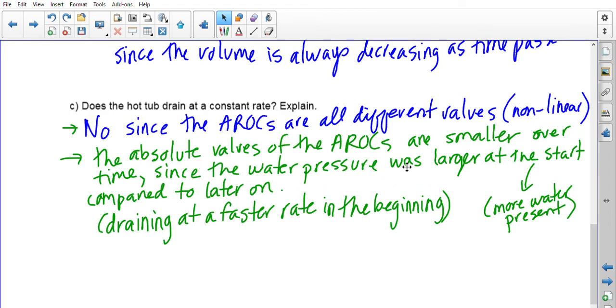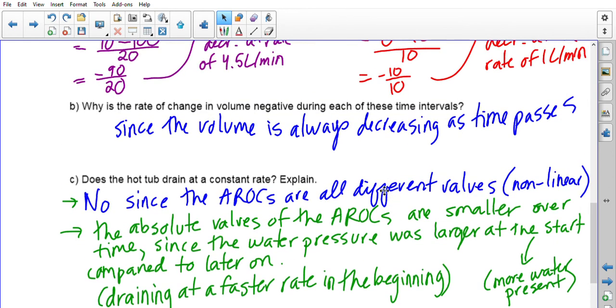That's because the water pressure was larger at the start, because there was more water present in the tub. So there was all that water pressure pushing down, making the water drain faster, compared to later on when there's less water in the tub, so there's less pressure on the water, so it's not draining as fast. So therefore we can conclude that it was draining at a faster rate in the beginning, based on our AROC calculations.